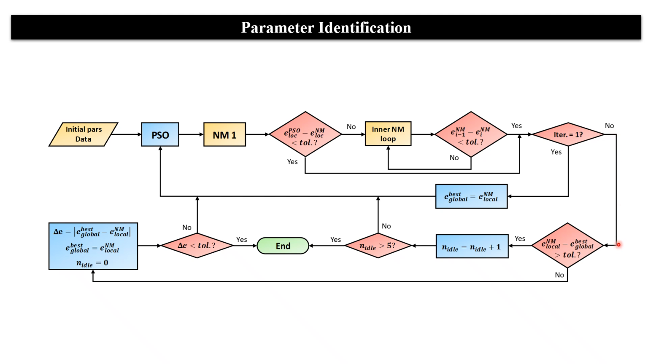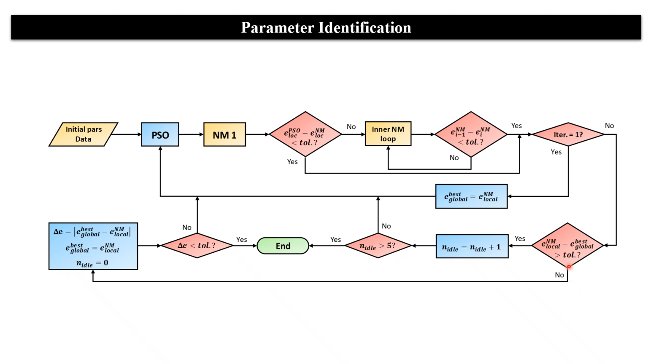So we compare this new local best error with the global best error, and if there is no improvement, that means if the difference between the errors is larger than the tolerance, then we did not improve the global error and the algorithm is in an idle state, so we update the idle count. And if the number of idle iterations, subsequent iterations, is larger than 5, then we end the algorithm, because there is a high probability that we cannot improve the parameter set anymore.